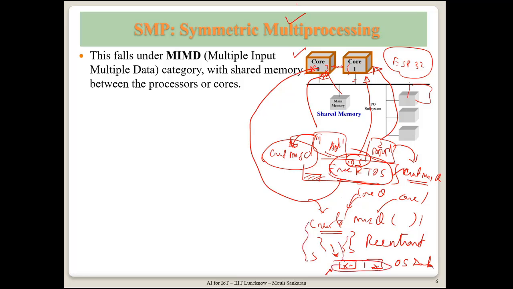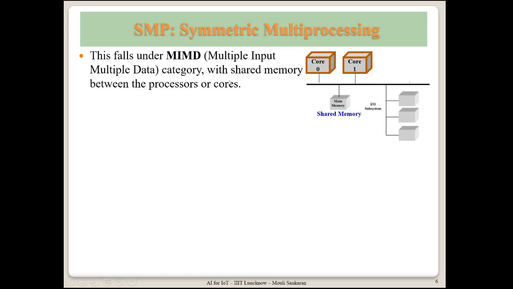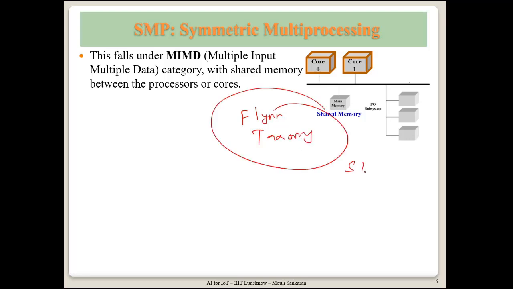But the function call could be reentrant, but some part of that may be protected so that multiple cores do not execute it simultaneously, because it might spoil the OS data structure. So remember that an SMP processor is nothing but a MIMD processor. I think I have shared Flynn's taxonomy. Flynn's taxonomy talks about SIMD, SISD, MIMD, MISD.